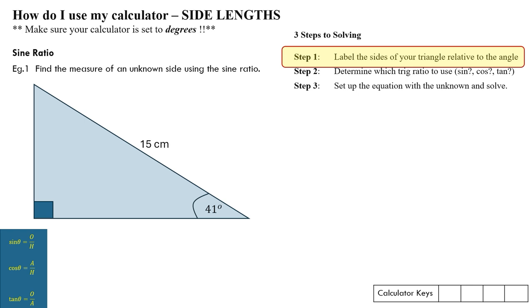So step one, label the sides of your triangle relative to the angle. So we can see right here that our reference angle is 41 degrees. That'll make this the opposite side, which we'll call x, and this the hypotenuse, and this the adjacent. Now, we're asked to figure out this particular side, which is the opposite.